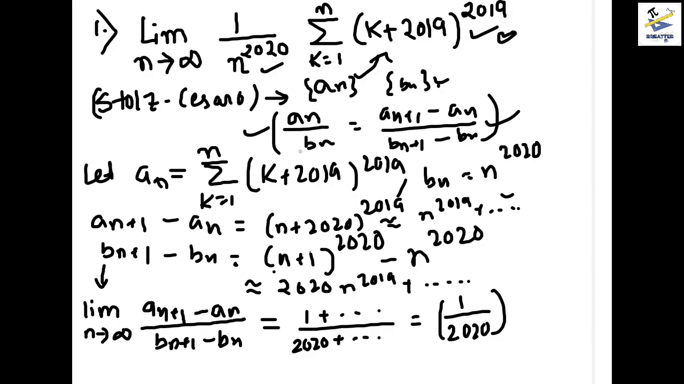So the Stolz-Cesaro theorem is a very important tool for doing objective problems very quickly. So yeah, do study it. So we shall move to the next problem.